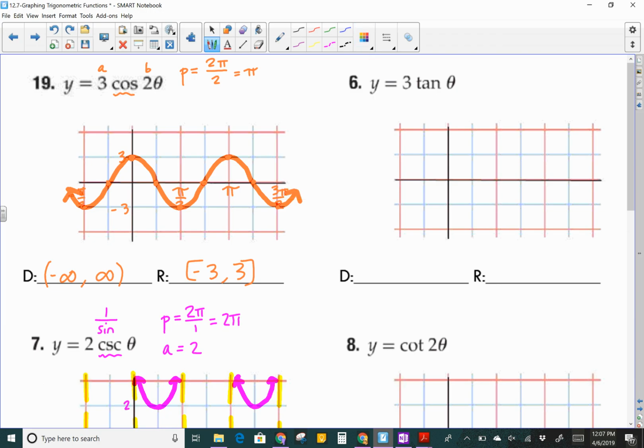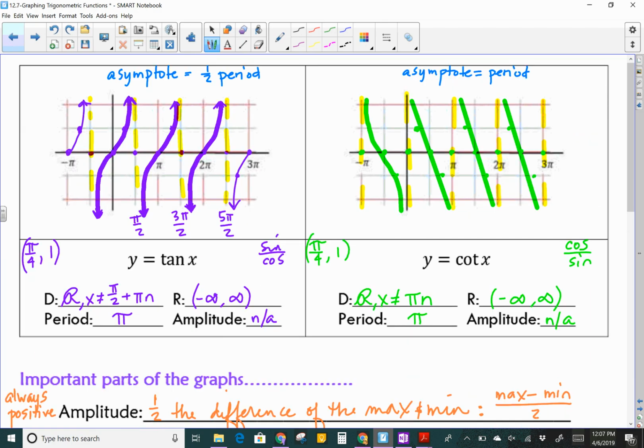All right, anyway, tangent of theta. So got to start off with the period. Again, now, this time it's, oh, I didn't fill that in. I'm sorry. Let's go back to that. Come on. Yeah, it went too far.